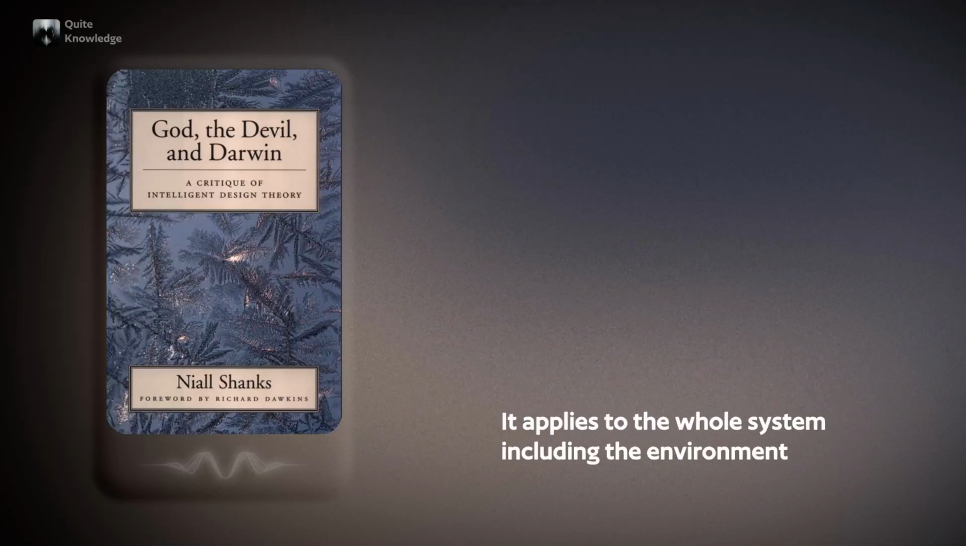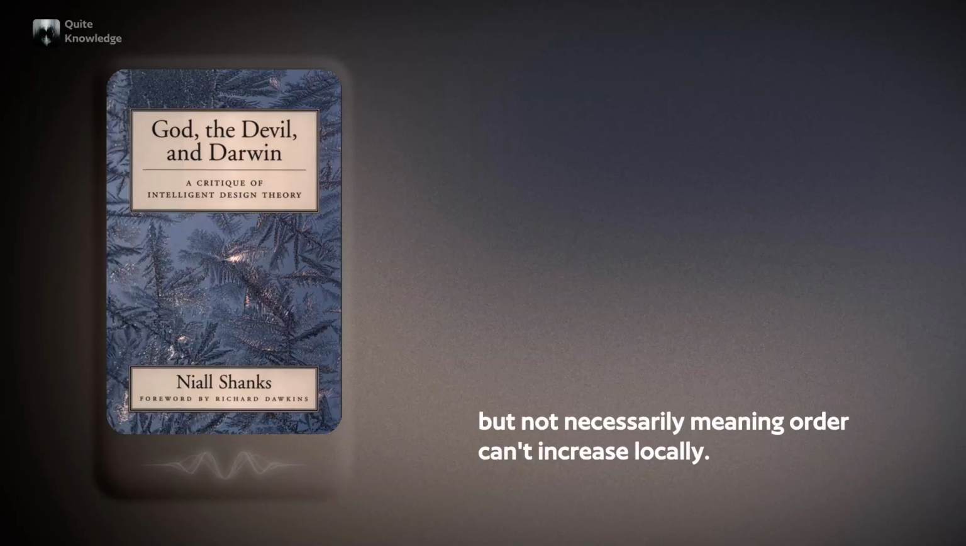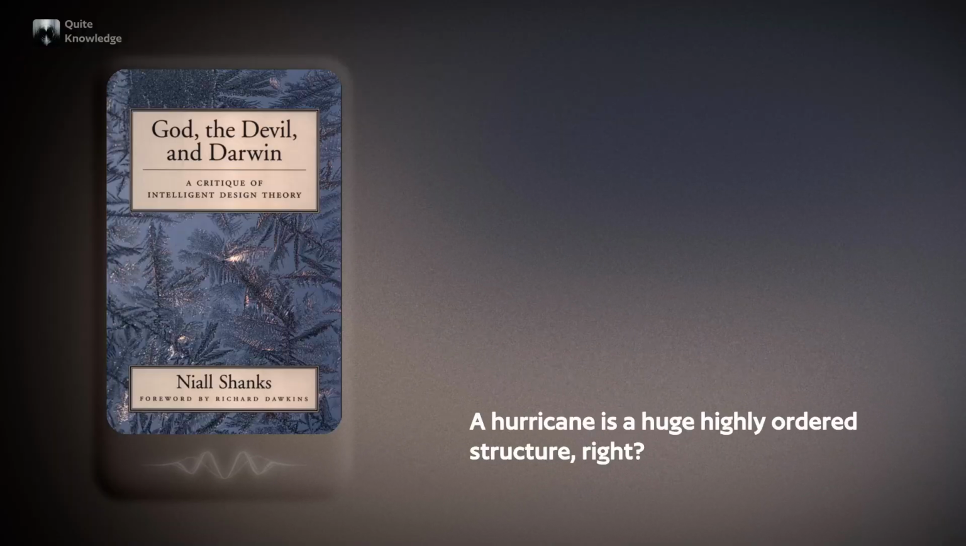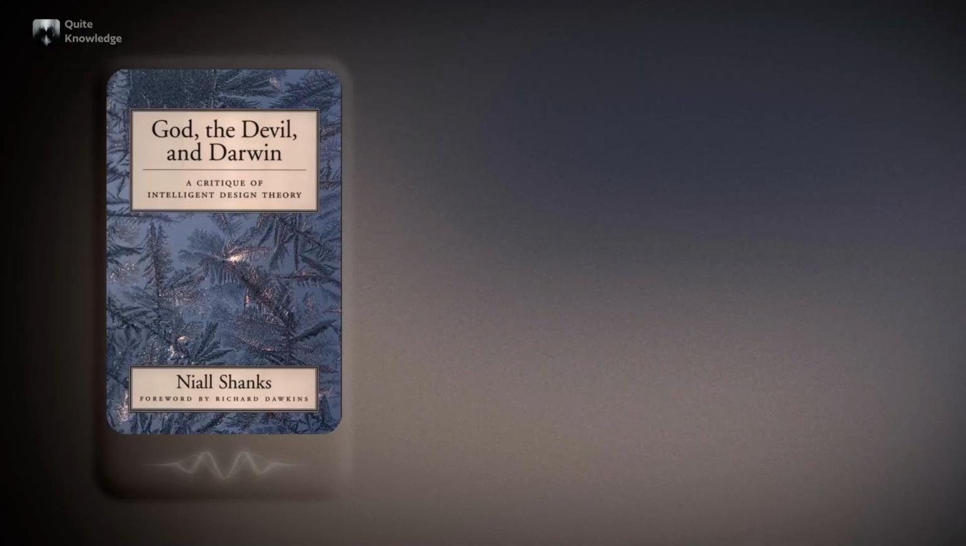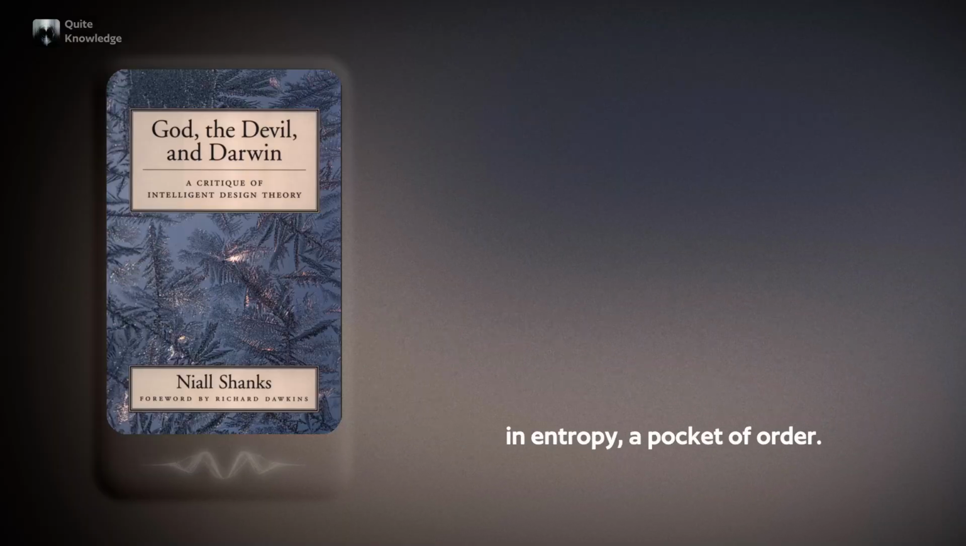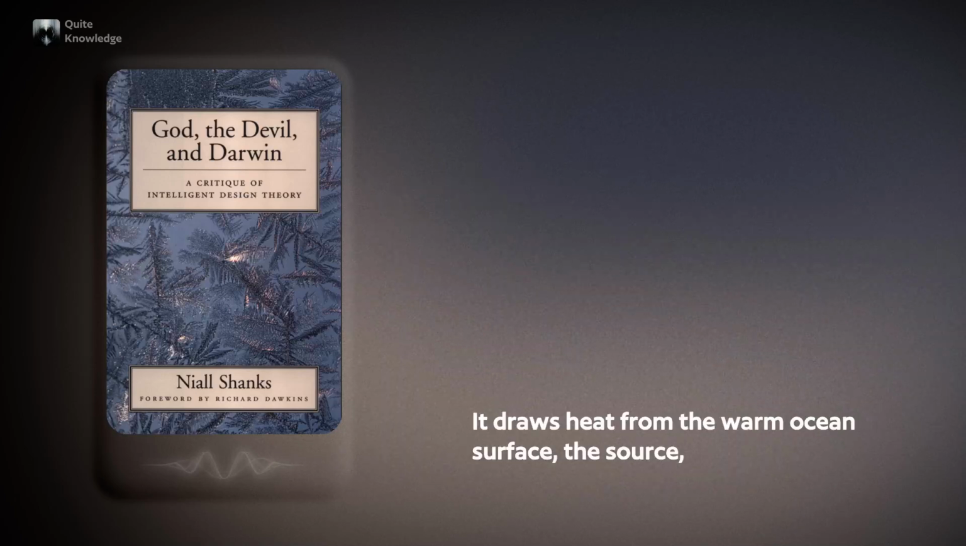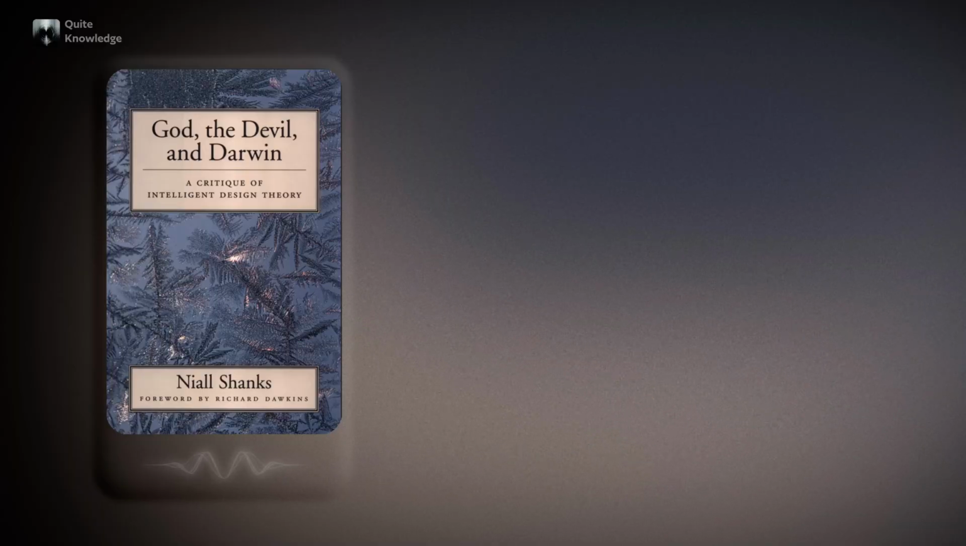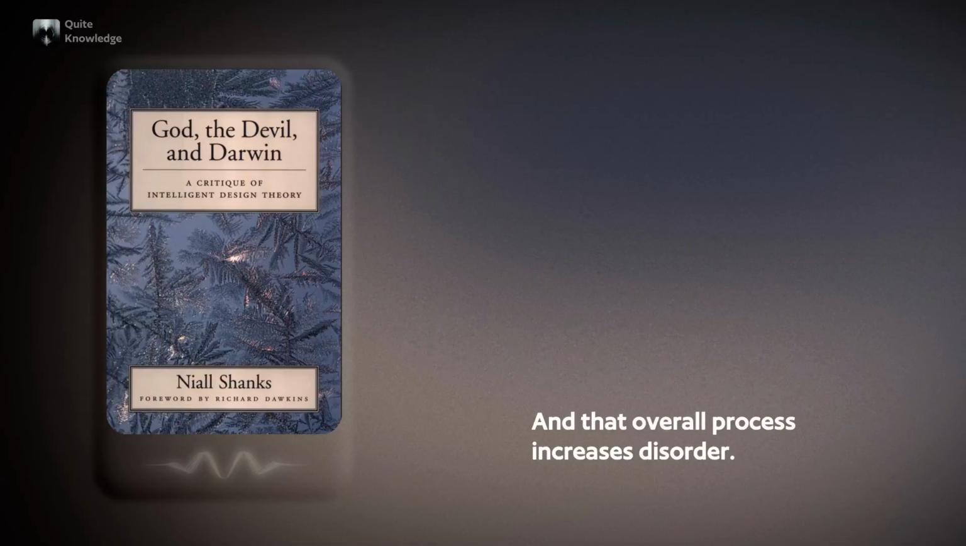It applies to the whole system, including the environment, but not necessarily meaning order can't increase locally. Think about the hurricane example the source uses. A hurricane is a huge, highly ordered structure, right? A swirling vortex. That's a local decrease in entropy, a pocket of order. But it needs a massive energy flow. It draws heat from the warm ocean surface, the source, and dissipates it into the cold upper atmosphere, the sink. And that overall process increases disorder.